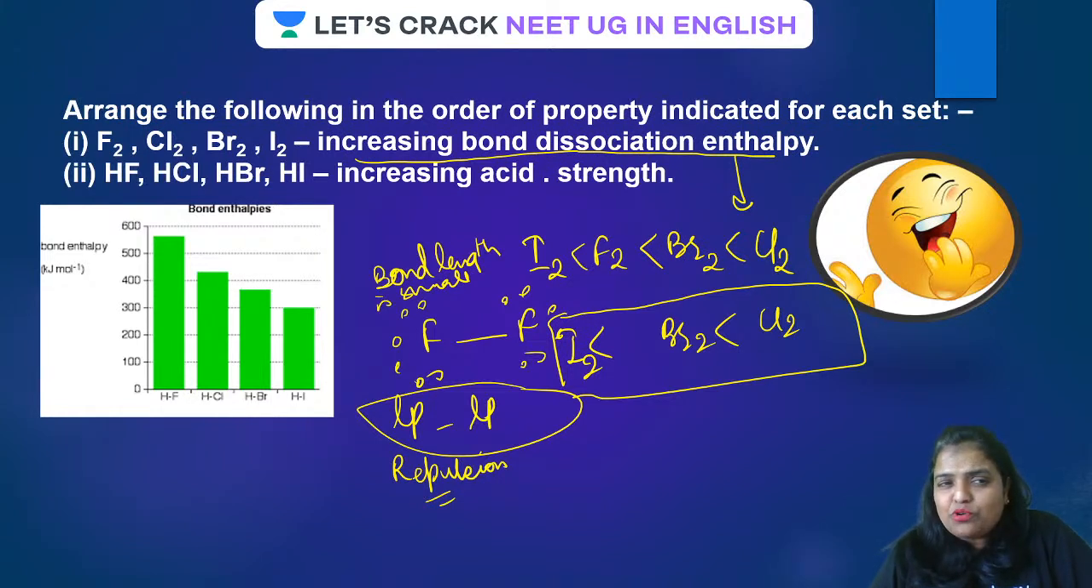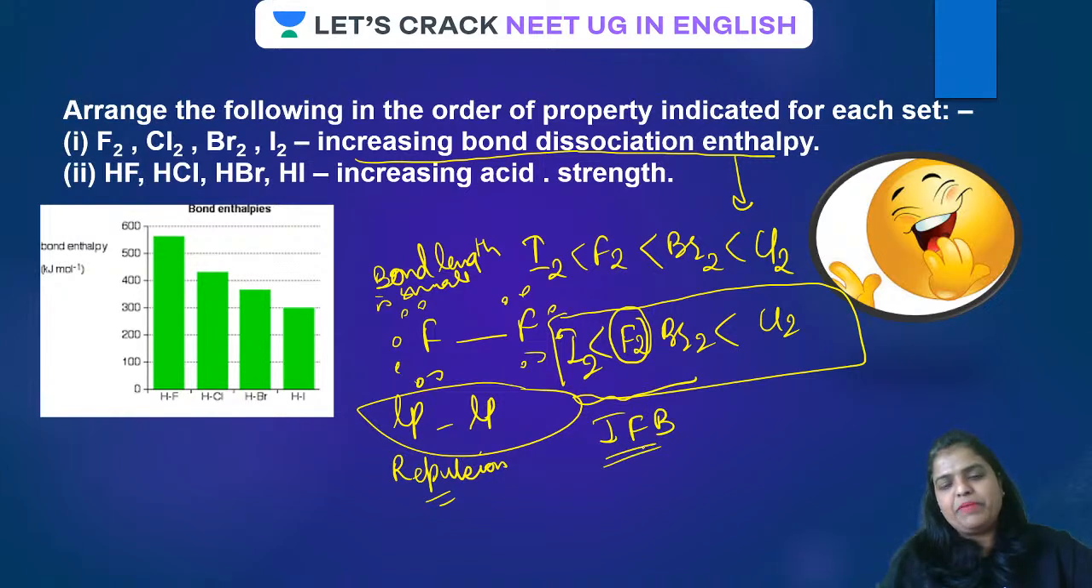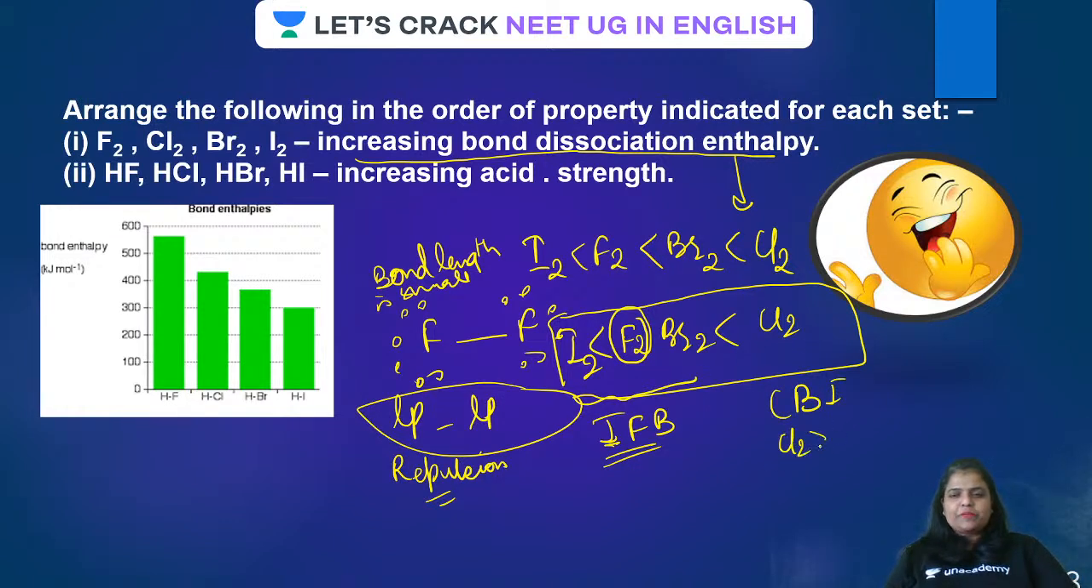The question is how to know the exact order. What you have to do is just slot fluorine in over here: IFB. Guys, CBI: chlorine, bromine, and iodine.